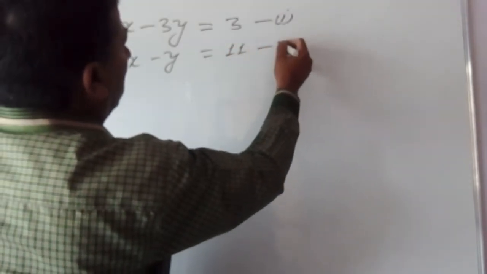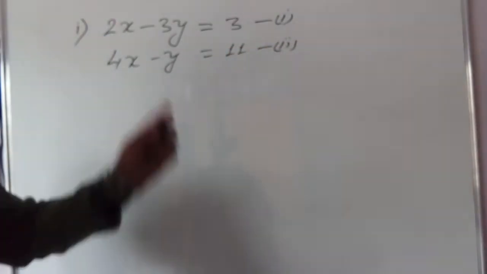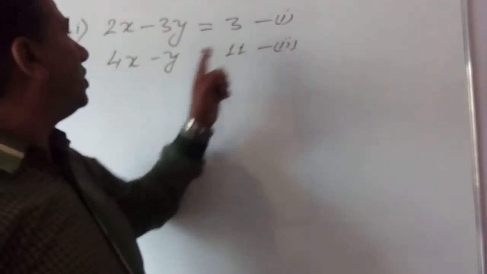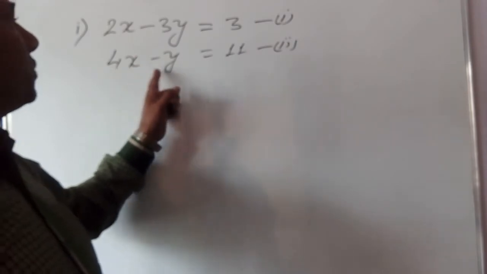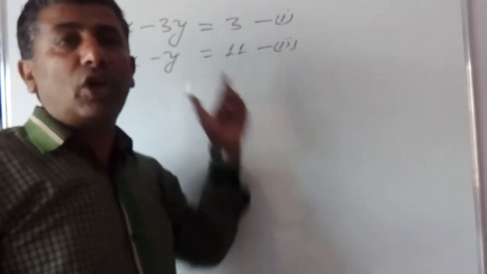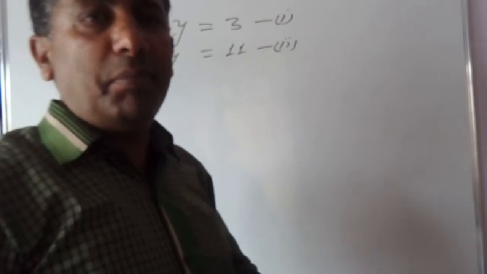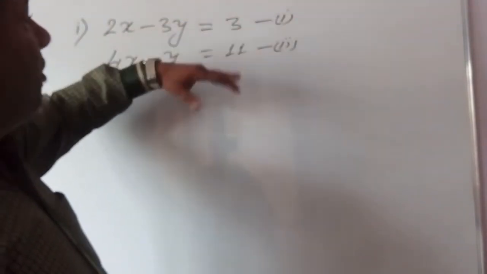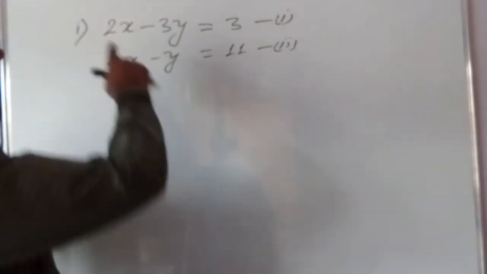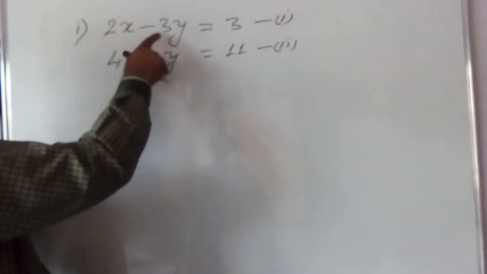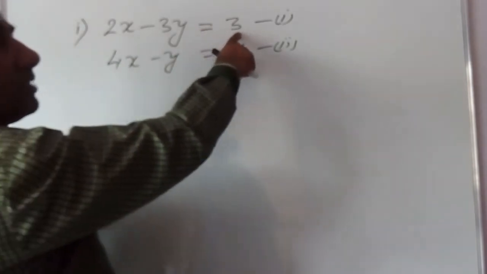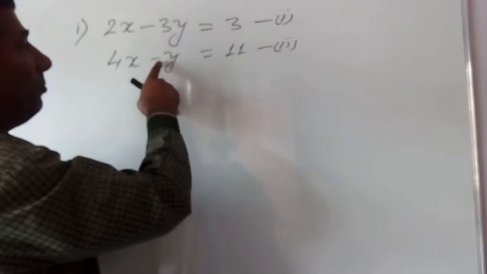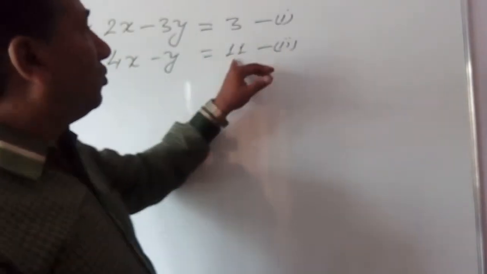Let's say I have taken these two equations. Equation 1, 2x minus 3y equals 3. Equation 2, 4x minus y equals 11. Now, how to solve these two equations by the matrix method? In the theory part, there was a1, b1. In place of a1, 2. In place of b1, minus 3. And in place of c1, 3. In place of a2, 4. In place of b2, minus 1. And in place of c2, 11.